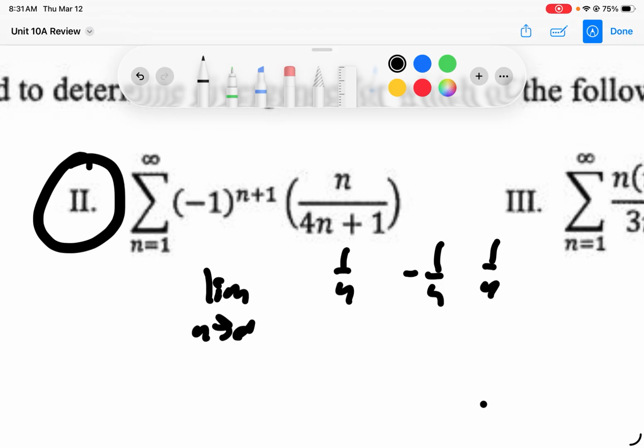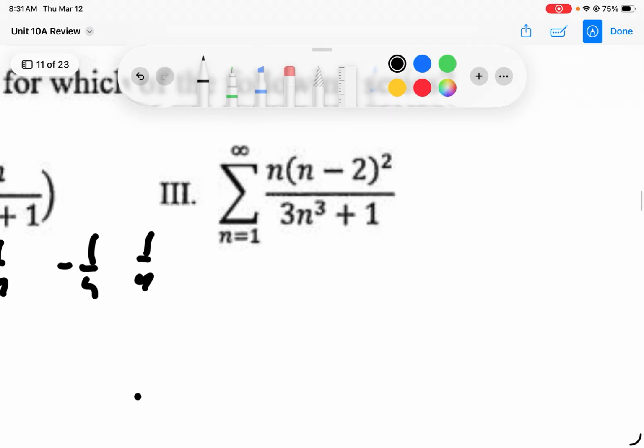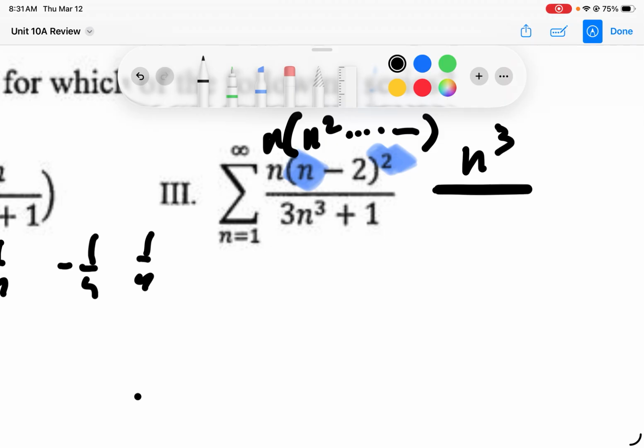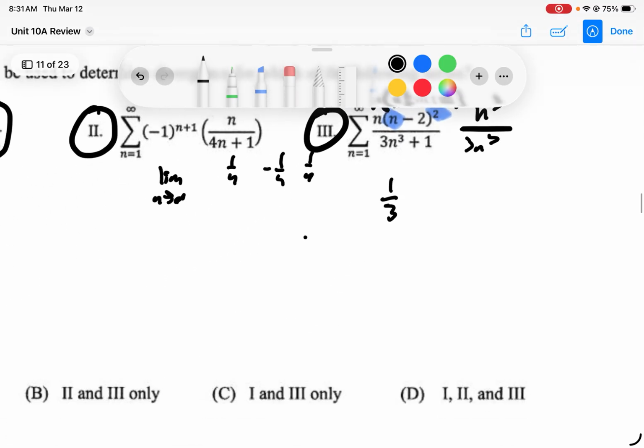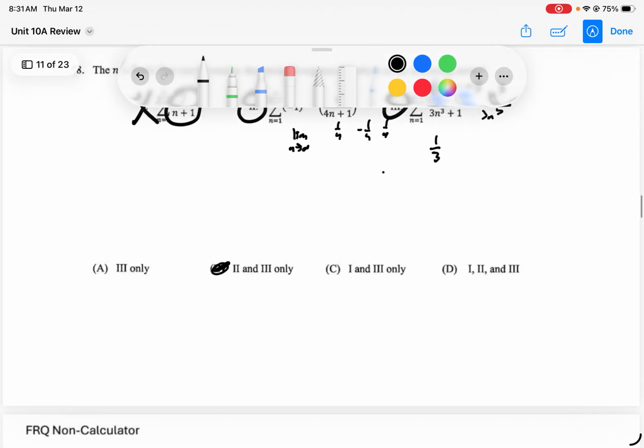So I could use it for number 2. For the limit of this one, I would square this part out. The biggest term would be n squared times another n, so it's n cubed on top over 3n cubed on the bottom. So that limit would be 1/3, and I could apply the n-term test there. So I could only do it for those two. The n-term test only works for divergence if the limit is not 0. So it's B. All right, hopefully this helped.